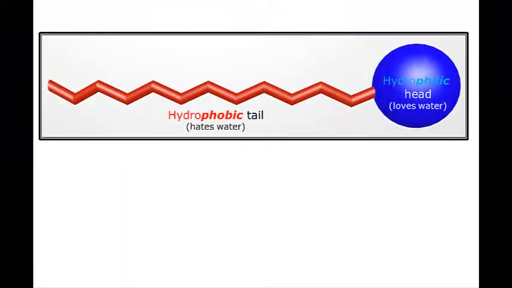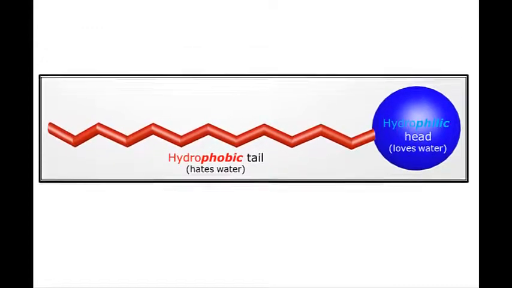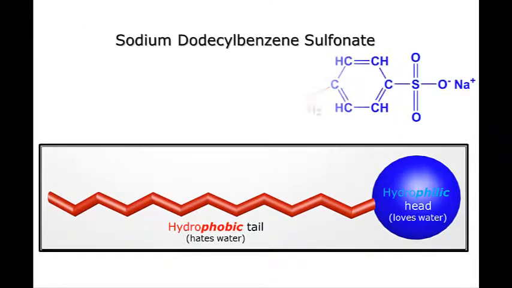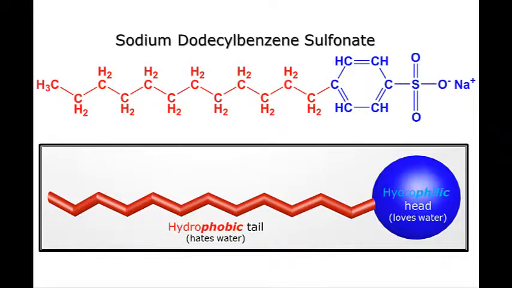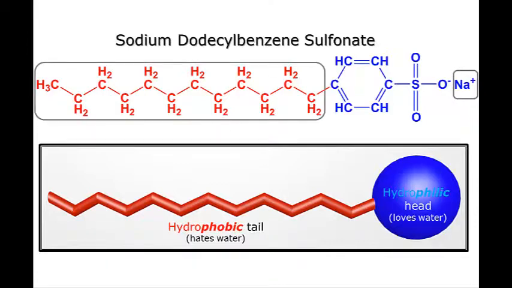Surfactants are long-chain molecules with a hydrophilic head group that likes water and a hydrophobic tail that dislikes water and prefers oil. Common surfactants are sodium dodecyl, which means 12 carbons, benzene sulfonate.